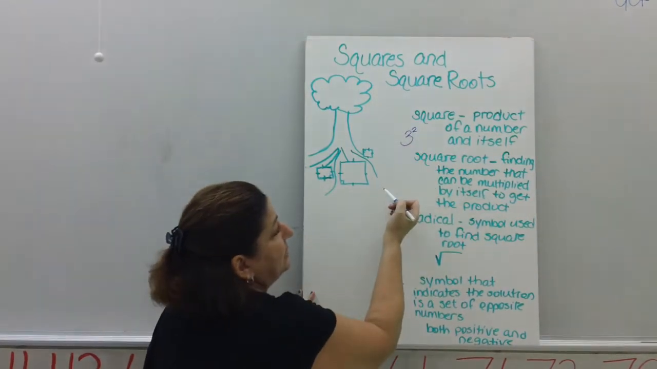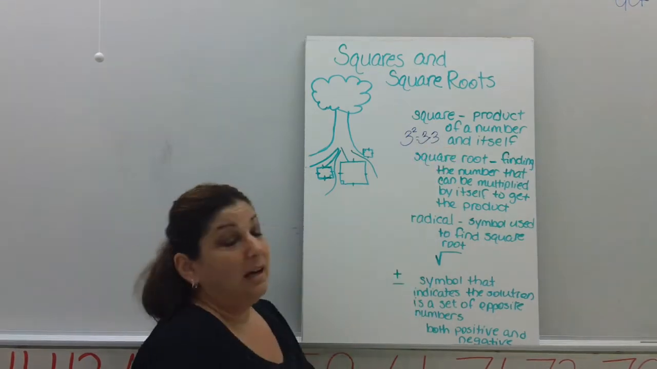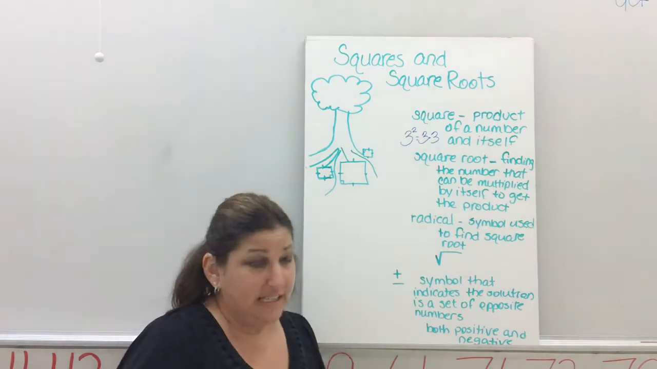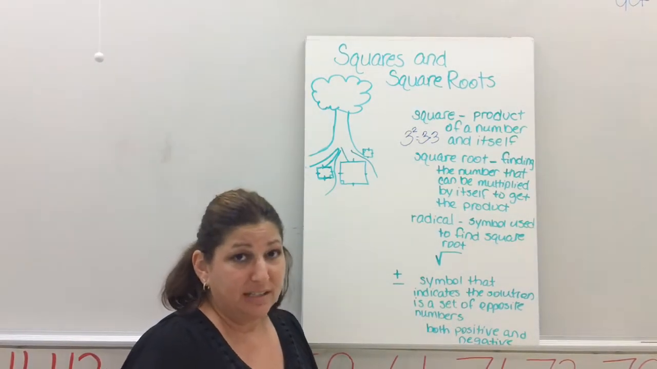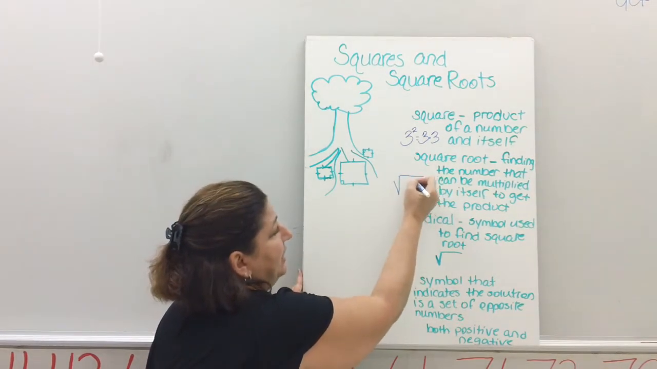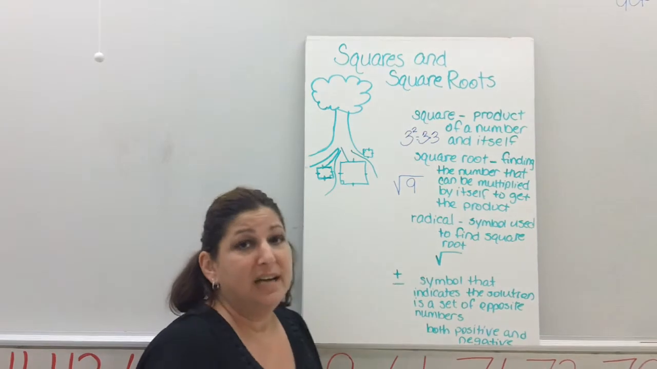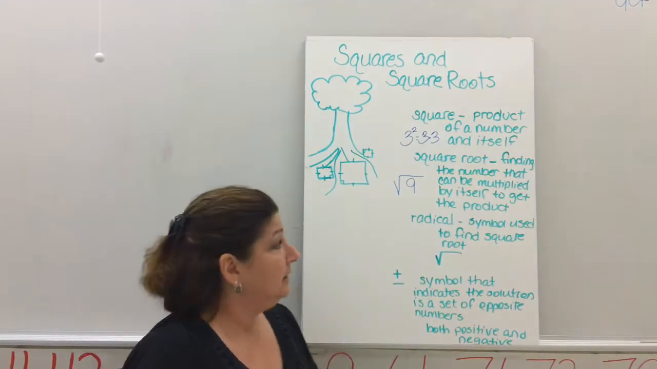3 squared. The product of 3 times 3. A square root is when you're finding the number that can be multiplied by itself to get a product. So I might ask you to find the square root of 9. 3 times 3 equals 9.